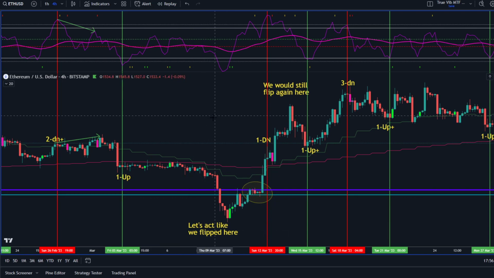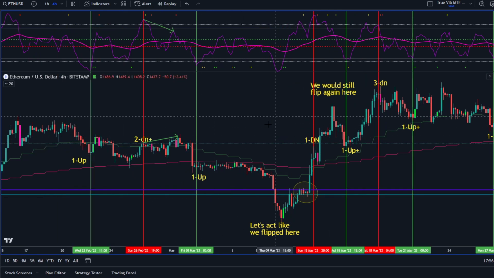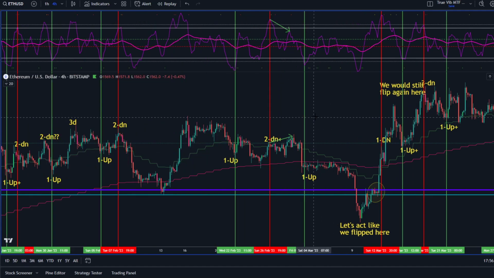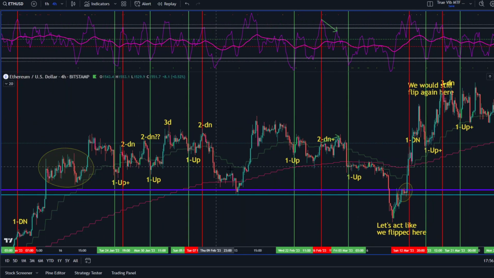And again, I think I showed, the reason I put the let's act like we flipped is that there are ways to view price action that are a little bit debatable. Some of you can ignore what I'm about to say, but what I particularly mean is, well, hold on one second, I'll explain this to you.